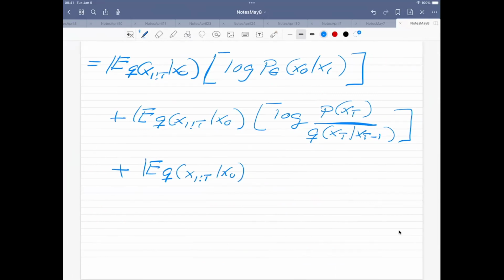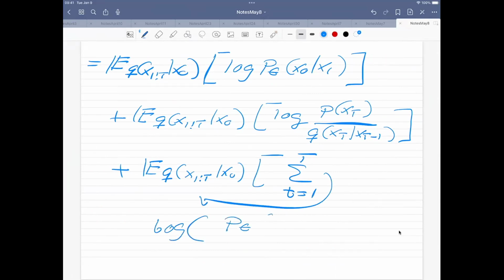And this is now given by the expectation value of this sum, which starts with T equal 1, goes up to T, and then I'm going to set up the final here, which is a log. And this is a log of P theta of x of t plus 1 of Q of x of t minus 1.